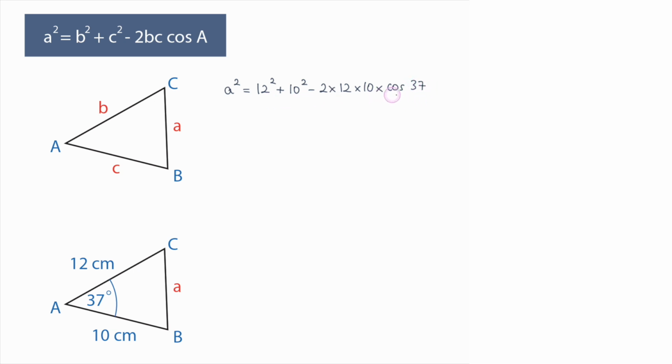We can simplify things a little bit here. So we've got a squared equals 12 squared is 144 plus 10 squared is 100, so that's 244, minus 2 times 12 times 10, 2 12s, 24 times 10, 240, cosine of 37. So a will be the square root of this. So square root of 244 minus 240 cosine of 37.